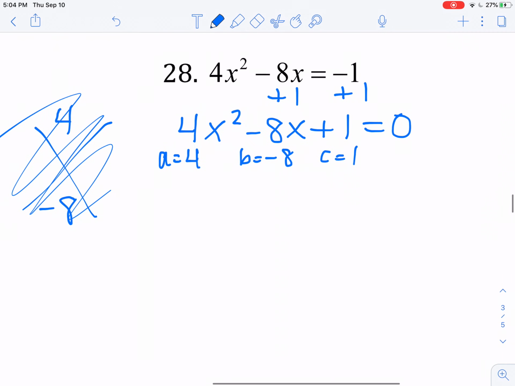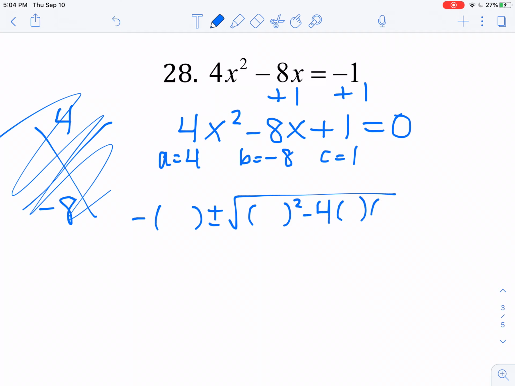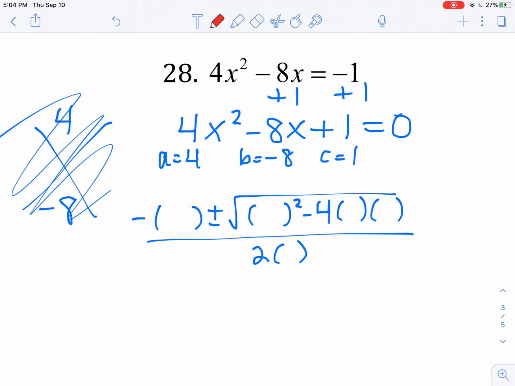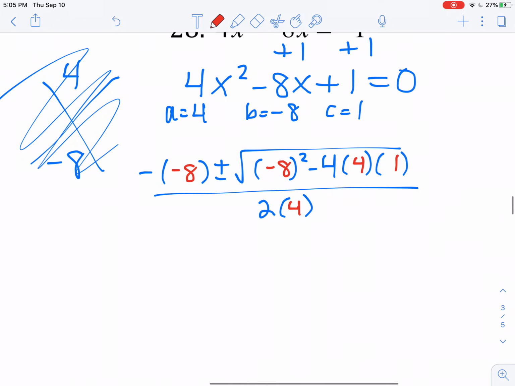Now I can plug in. I'm going to write it out bare bones, so we've got -b plus or minus the square root of b squared minus 4ac all over 2 times a. And I'm going to plug in the numbers. So b is -8, A is 4, C is 1, again A is 4, and now we're ready to simplify.